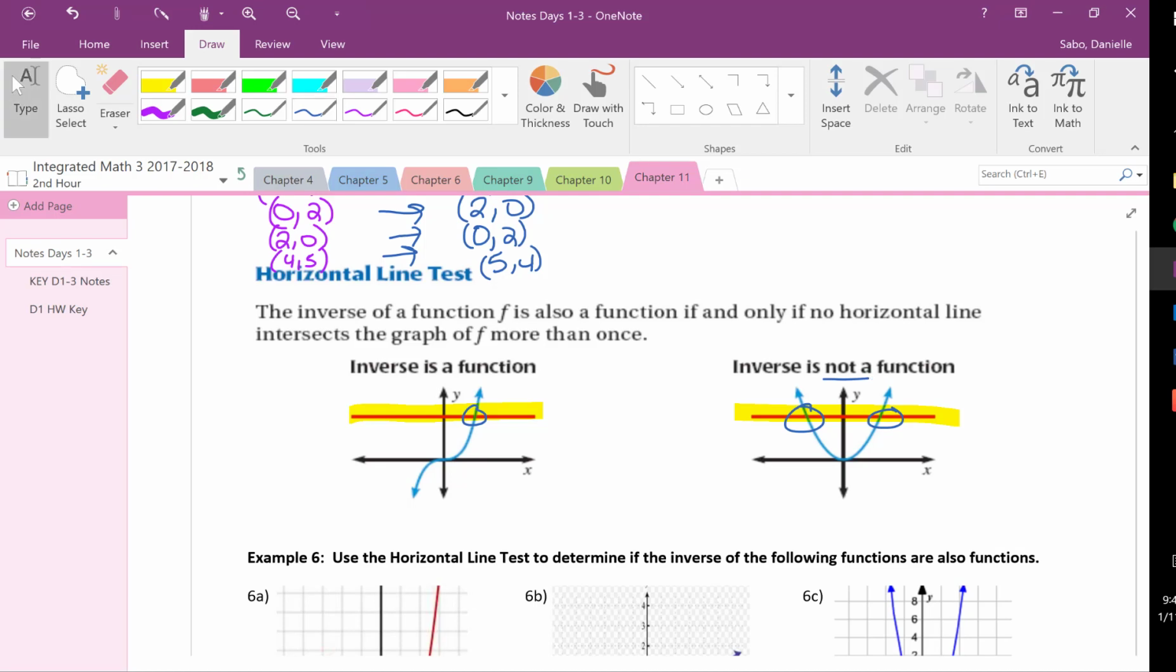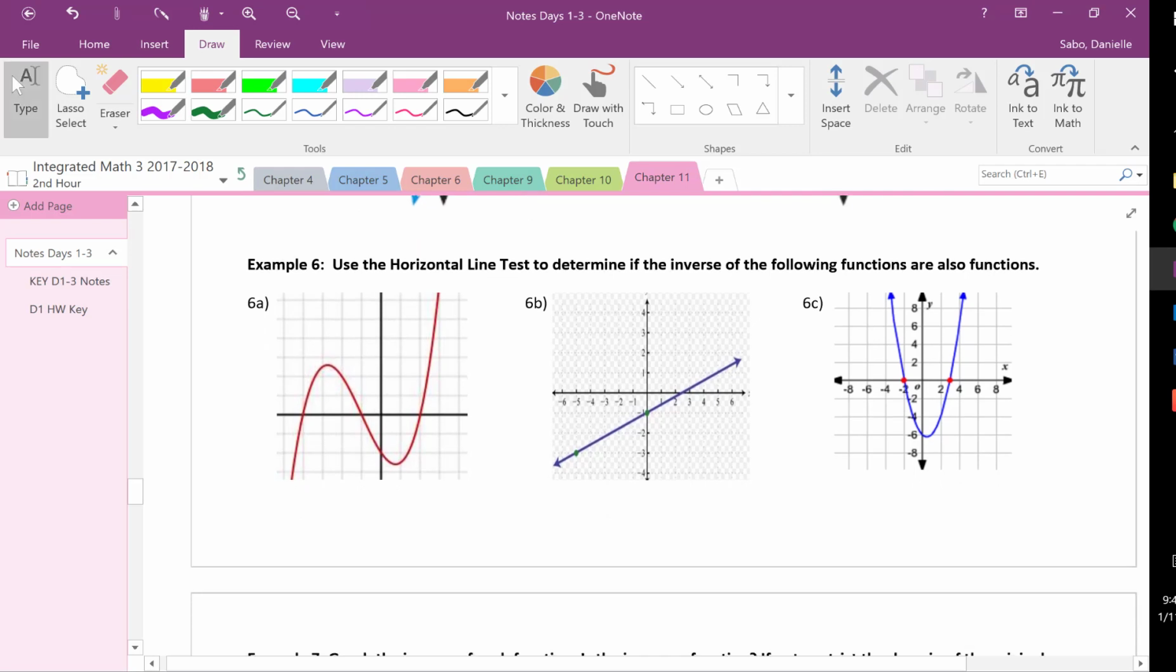Okay? So, pretty easy ones here for A, B, and C of number 6. Let's test it out. Use the horizontal line test to determine if the inverse is a function. I'm just going to use my highlighter and draw a horizontal line. Did that horizontal line intersect only one time? No, here, here, and here. So is the inverse a function? No, it only can cross one time for the inverse to be a function. So the inverse is not a function.